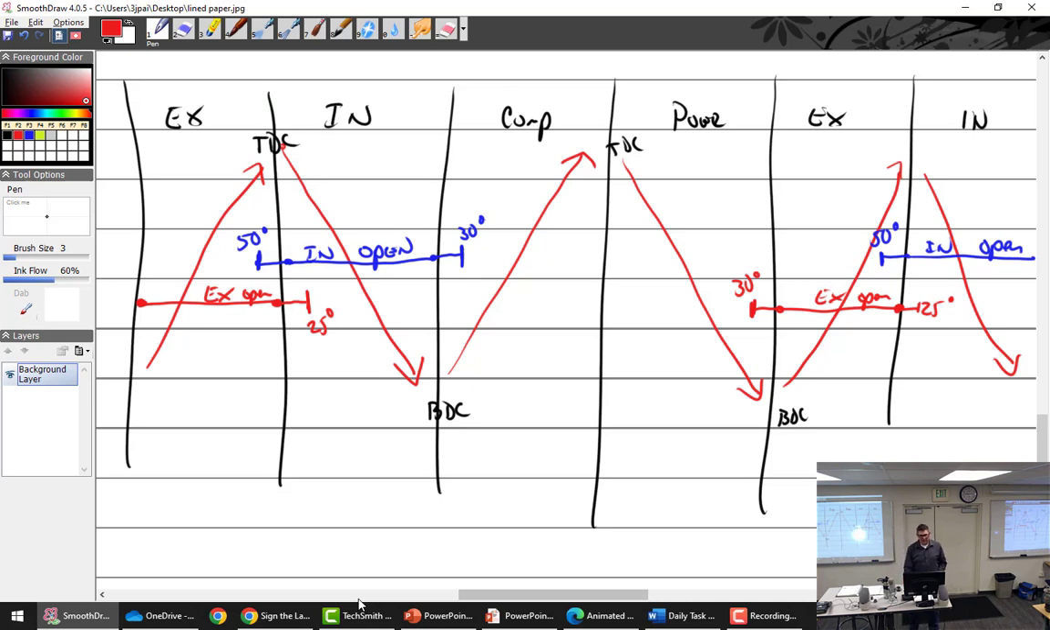All right. So that's the same thing right here. So I want to look at overlap. Overlap is right here. And it is how much? 50 plus 25. Okay.